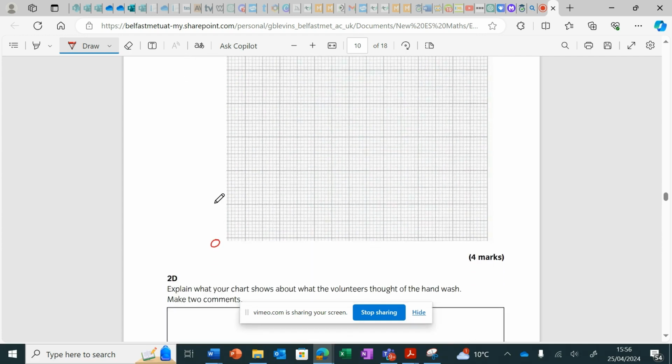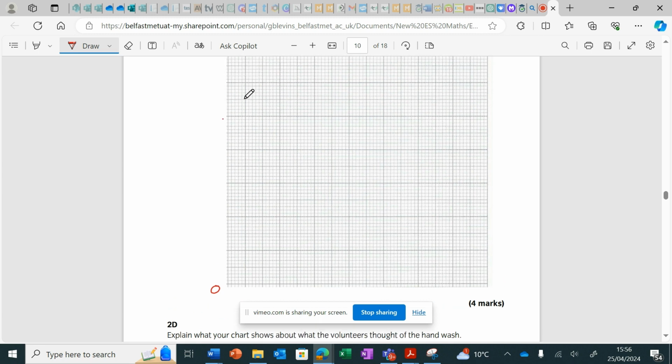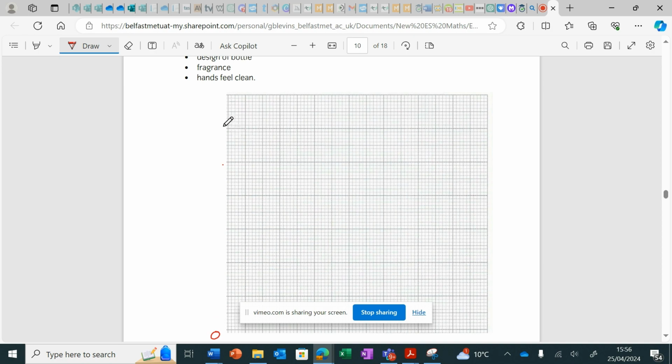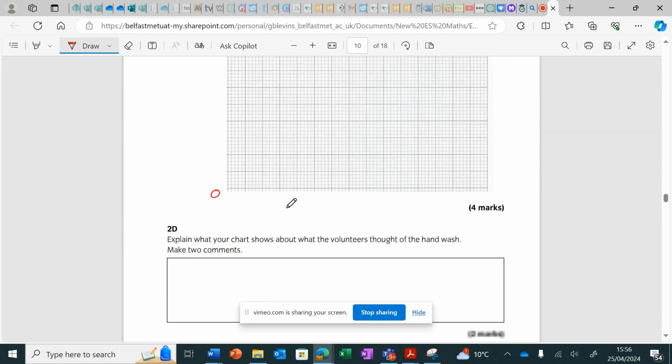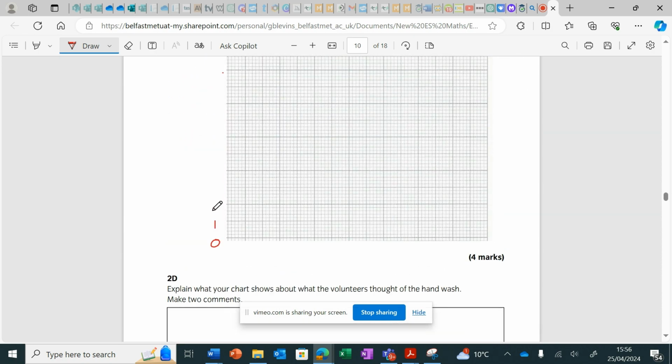Could I go up a bit bigger? Could I put 1 here every 2 squares? Could I go up like that, a half? 1, 2, 3, 4, 5, 6. No, I can't. So I'm going to go up in ones. So that's going to be 1, 2, 3, 4, 5, 6, 7, 8.